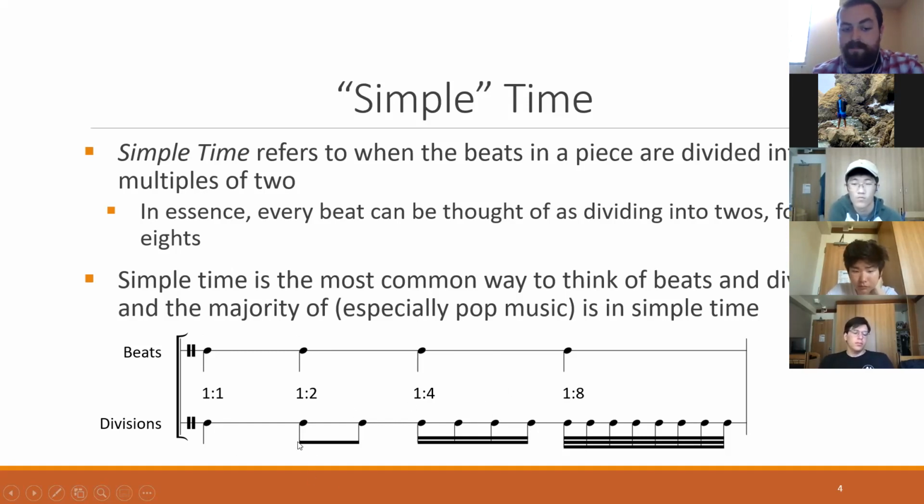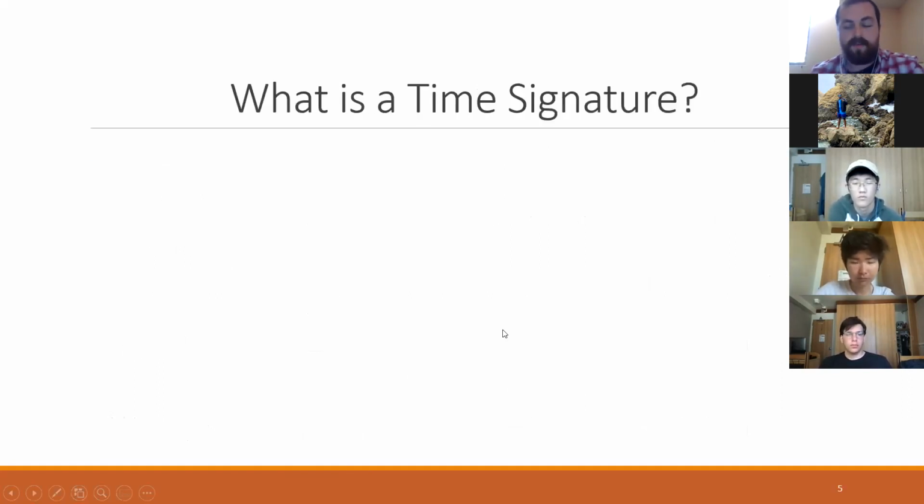So if you recall, our beams organize notes that are smaller than a beat into beats. Well, that's exactly why. And this is what determines that. So we'll be talking for the rest of today about how to write this, how to understand this entire process. So what is a time signature?